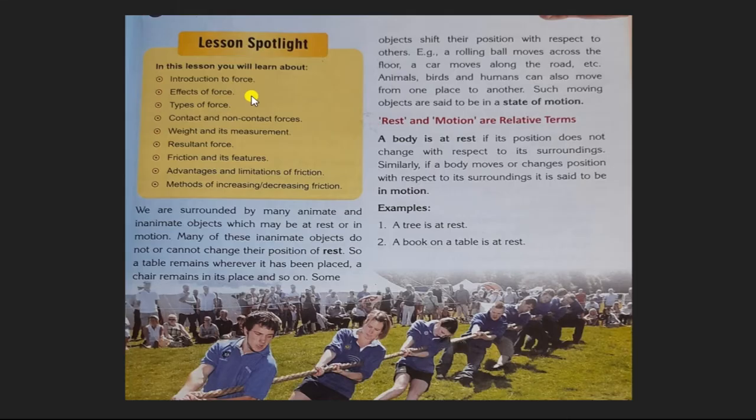So we are surrounded by many kinds of things. Some are living and some are non-living. Basically, you know that living organisms are able to move by themselves. But inanimate objects like a table, chair, pencil box and all that cannot move or change their position. That means they will remain at the resting position. Now we will talk about the resting position and motion.